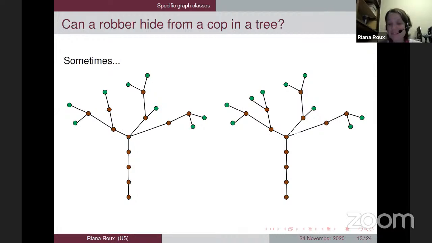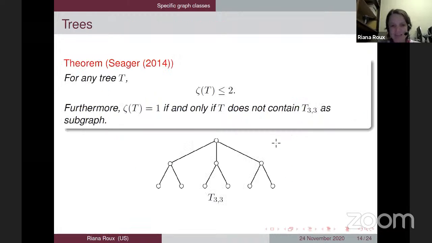The real reason why the robber can hide in there is because of the substructure that I showed there in red. And whenever we have the substructure in a tree, the robber can hide from a single cop in there. So this result is due to Seager, and she showed that for any tree, the localization number would be smaller or equal to 2. And specifically, the localization number is 1 if and only if T does not contain that red subgraph, which is this one here, T33, as a subgraph. So we have a very nice characterization for what the localization number of trees looks like.